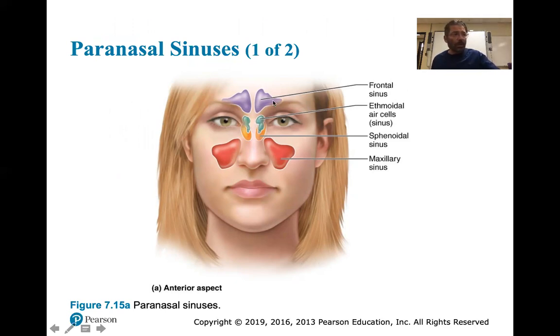But if you suspect somebody has a sinus infection or it's fluid, you can turn the lights off somewhere, and you can actually go up and transilluminate these sinuses and see what's going on with the patient.